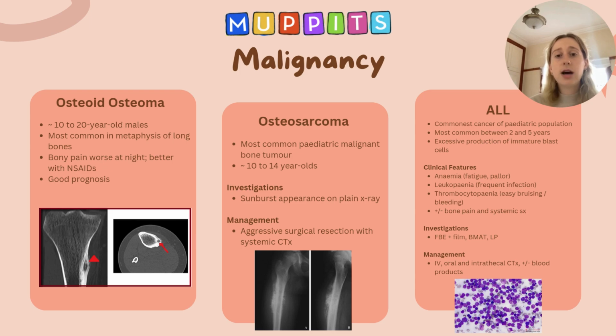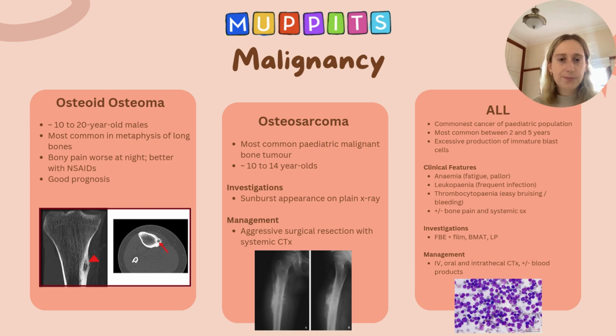And osteosarcoma is the most common pediatric malignant bone tumor that's typically found in 10 to 14-year-olds. When a plain X-ray is ordered, it will have this characteristic sunburst appearance as well, as can be seen in the X-rays down here. And management is often quite aggressive, with surgical resection of the affected bone and systemic chemotherapy as well.